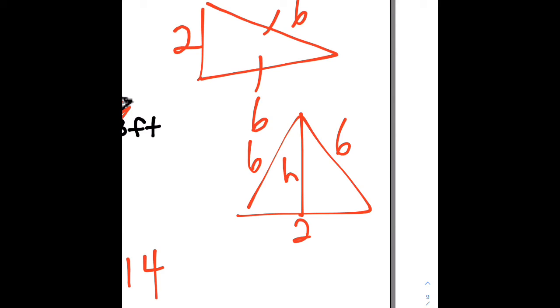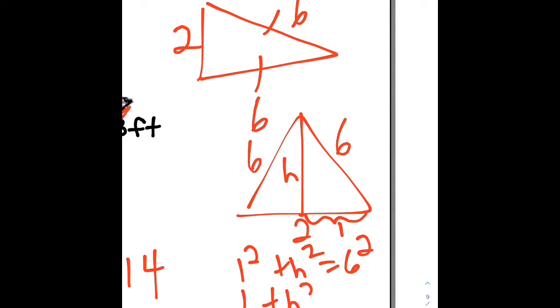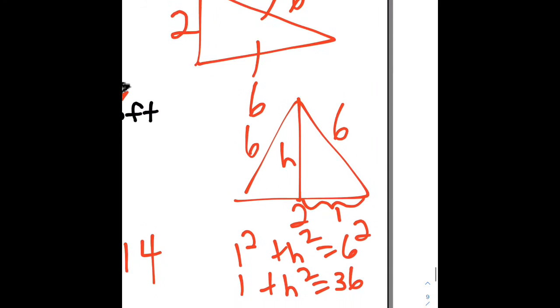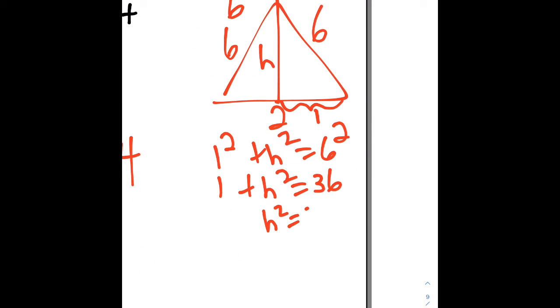This is the height we don't know. So if this is 2, that means this is 1, and I can do the Pythagorean theorem in order to find the height. 1 squared plus height squared equals 6 squared. 1 plus h squared equals 36. h squared is equal to 35, and the square root of 35 is approximately 5.9.